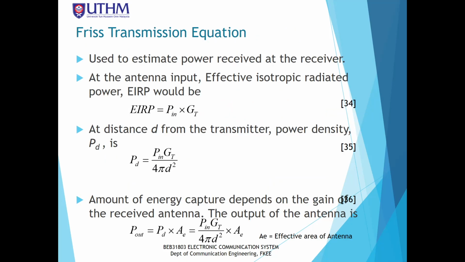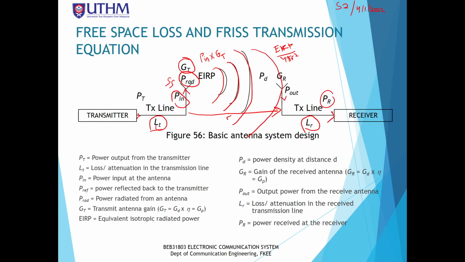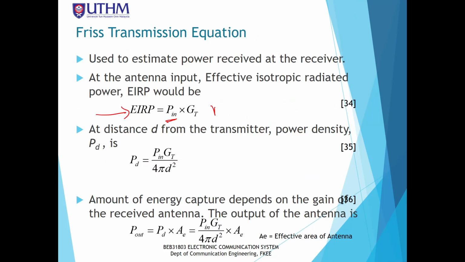So EIRP is equal to P in multiplied with GT. P in is the power input to the transmitter antenna, multiplied with the gain of the transmitter antenna. So we get this one in terms of what? Kemudian apa? Power density.